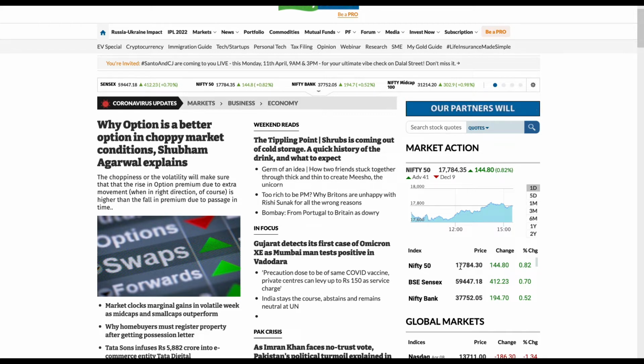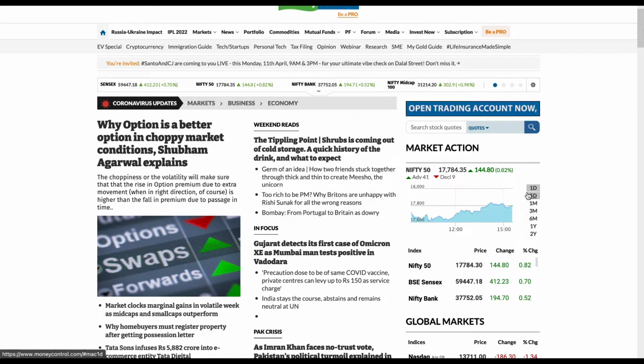Here you can see in front of the Nifty 50 there is a price, then change and percentage change. The price is actually the price of the Nifty 50 index. Then the change is since the starting of the market, how much the price has fluctuated, and the percentage change is representing the change of rupees 144.80 in terms of percentage. You can also see the graph which shows how the market performance is throughout the day. Here it is shown that the Nifty 50 has a price of 17,784 currently, and it has risen rupees 144 since the market opening.